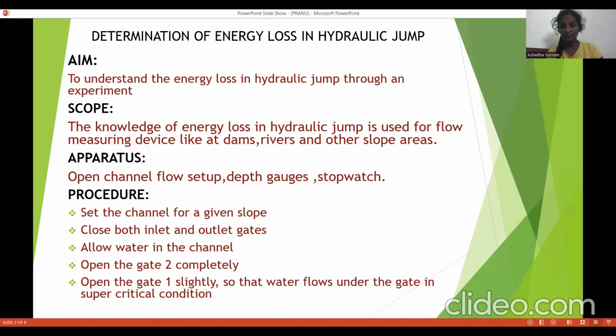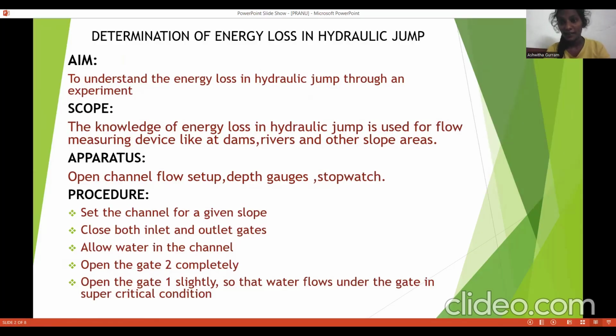For the weak hydraulic jump, the Froude number is 1.7 to 3. For the oscillating hydraulic jump, the Froude number is from 2.5 to 4.5. The steady hydraulic jump is from 4.5 to 9. The hydraulic jump causes the fluid to slow down and increase in height. It is an energy dissipation.